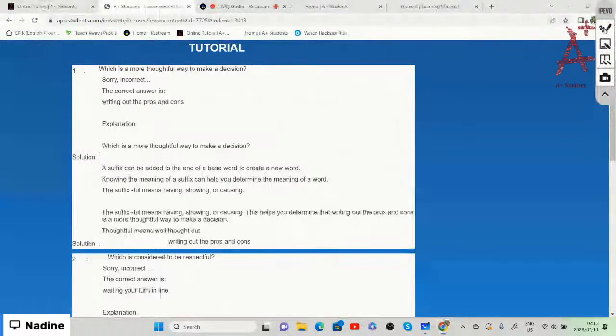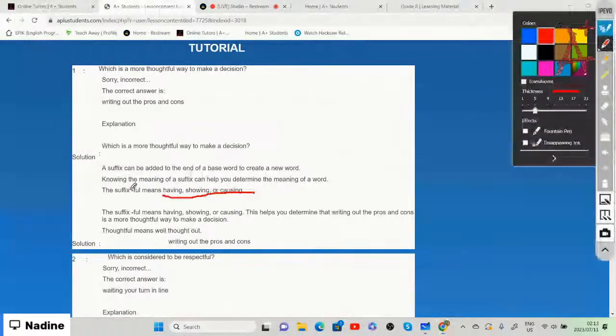So if we continue, a suffix can be added to the end of a base word to create a new word, right? And remember we said a base word is a word that stands on its own. Knowing the meaning of a suffix can help you determine the meaning of a word. For example, the suffix full means having, showing, or causing, having a maximum of something.